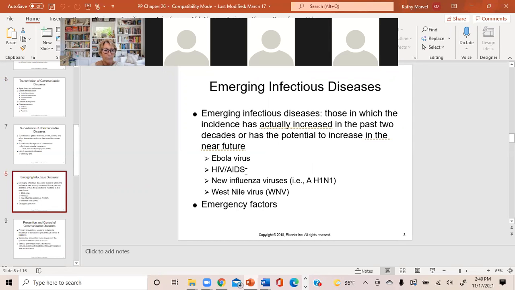Okay. Let's put this on a card. Slide 8. What are the 4 emerging infectious diseases? Okay, what does that mean? Those in which the incidence has actually increased over the last couple of decades, and it's predicted to potentially increase in the future. This is your second attestation question. All right, so highlight number 8. Our 4 emerging infectious diseases are Ebola, HIV, a new strain of the flu, West Nile.